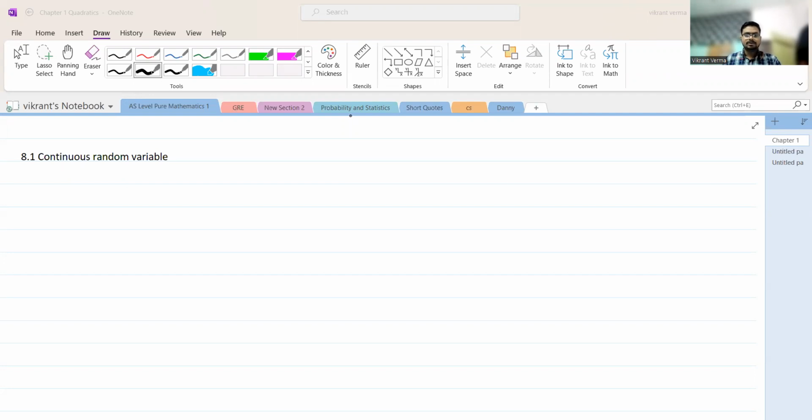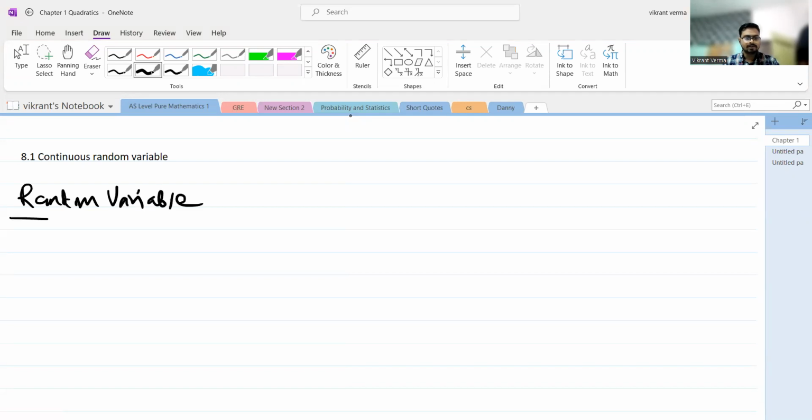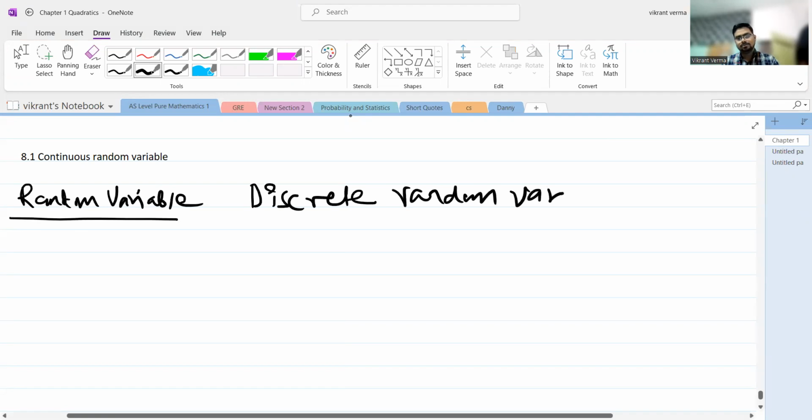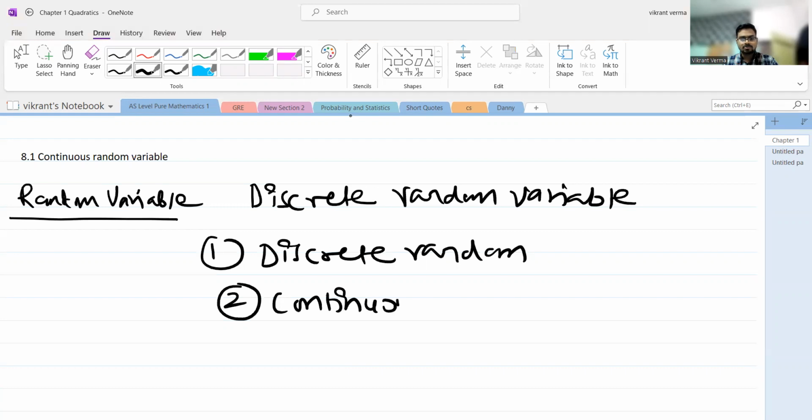In our earlier classes we discussed what a random variable is. So this much you already know, the definition of a random variable, and you also studied some examples of discrete random variables. There are two types of random variable. The first one is discrete random variable, and the second one is continuous random variable. In this chapter we will study continuous random variables. So what is a continuous random variable?